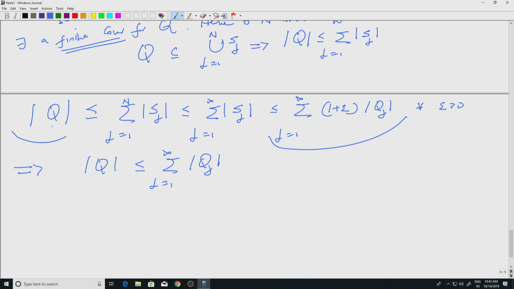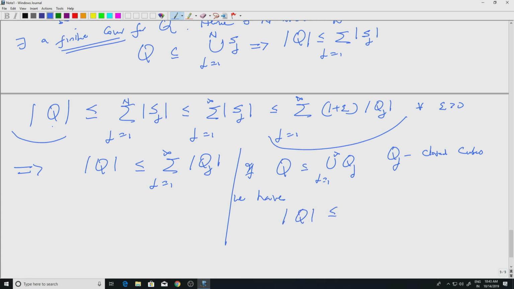So, what did we prove? Let's rewrite this. If q is contained in union qj, j equal to 1 to infinity, qj closed cubes, we have the volume of Q is less than or equal to summation j equal to 1 to infinity mod Qj. This is always true. Now, the left hand side is a fixed number mod Q. Right hand side I can vary the cover, right.